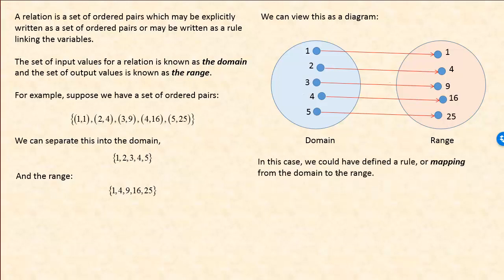In this case, we could have defined a rule or mapping from the domain to the range. We could have defined f maps x to x squared, where x belongs to 1, 2, 3, 4, 5. We can see that 1 squared is 1, 2 squared is 4, 3 squared is 9, and so on. And here we've explicitly stated the input values or the domain.